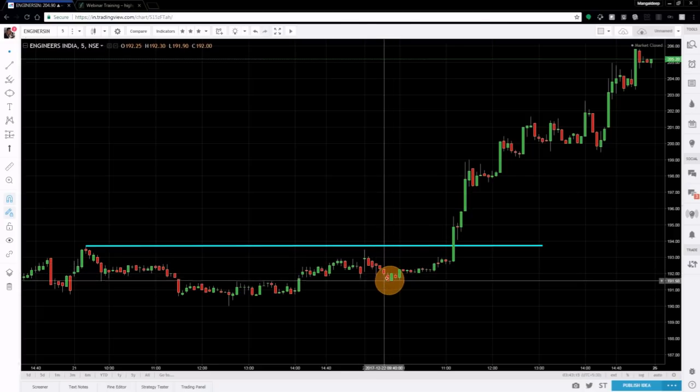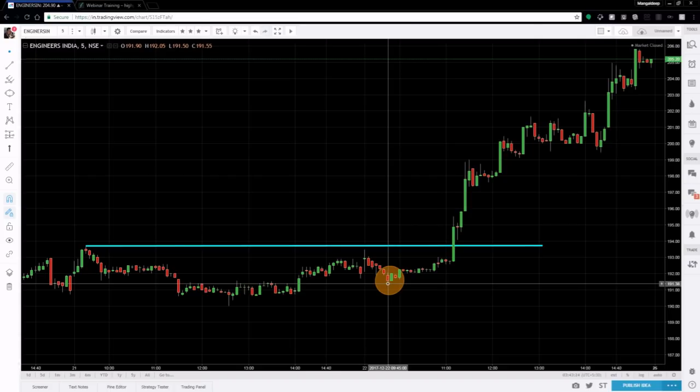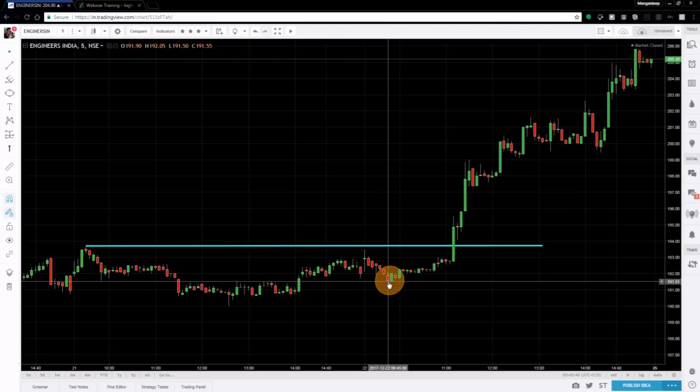And this is a point where we get a candlestick pattern. What is this candlestick pattern? It is a tweezer bottom. Let me see what is the difference between the lows. The low of this red candle is 191.50 and the low of this green candle is 191.55, so just a mere 5 paise difference. So this can be considered a tweezer bottom. For those who do not know what a tweezer bottom or a tweezer top is, just Google it or YouTube it. You will find enough examples and explanations. So this becomes a tweezer bottom.